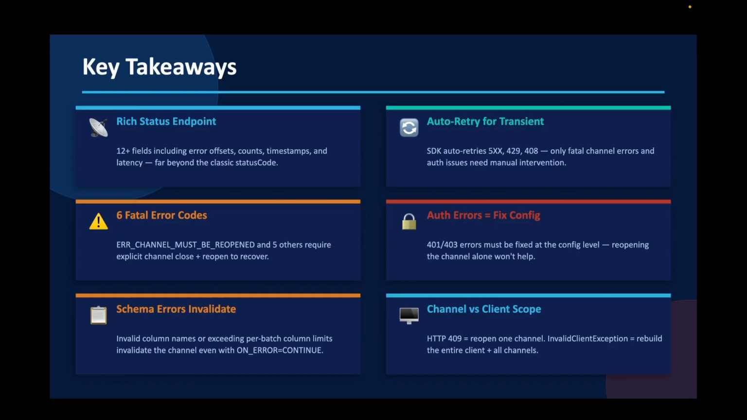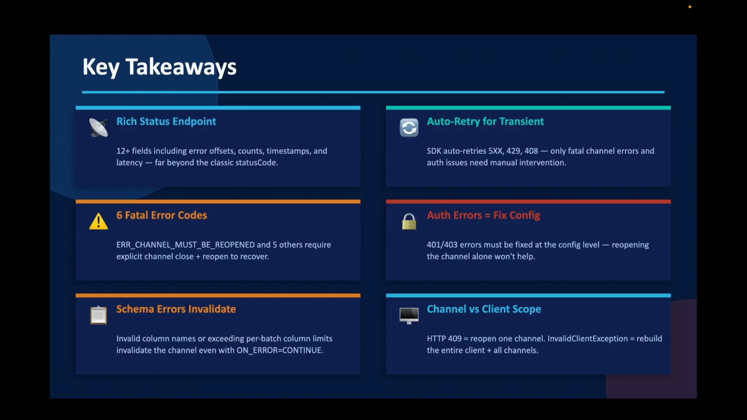Auth errors equals to fix the config, which means even if you reopen a new channel, it would give the same error. So it is better to fix before we reopen a new channel. Schema errors invalidate. Most importantly, these will come because of the limitations of the schema evaluation, the columns that are affected with schema changes. So they need to be fixed before reopening the channels.